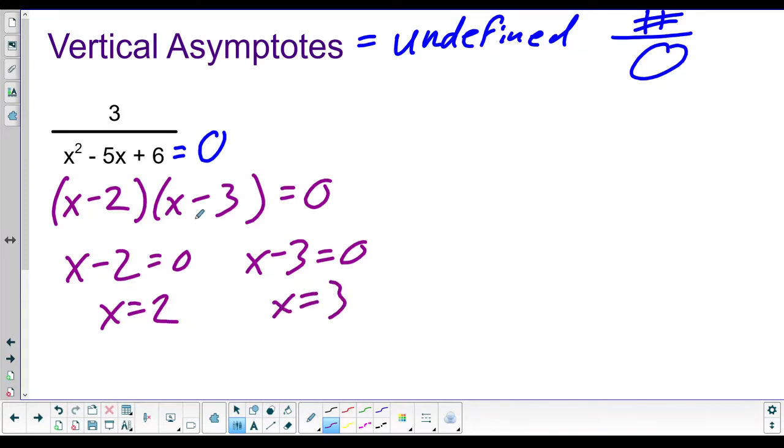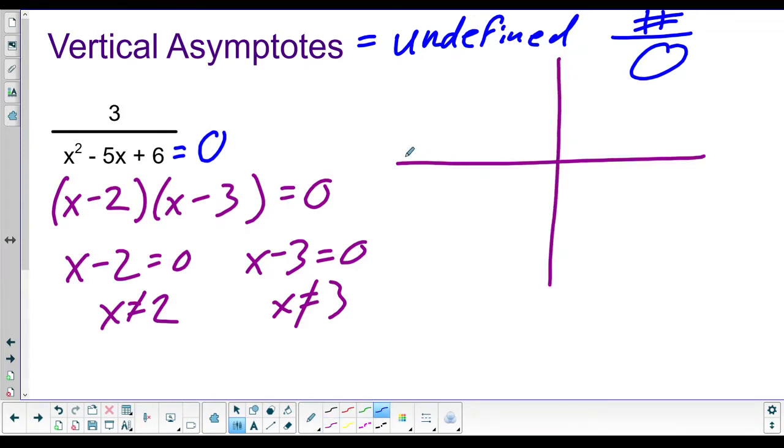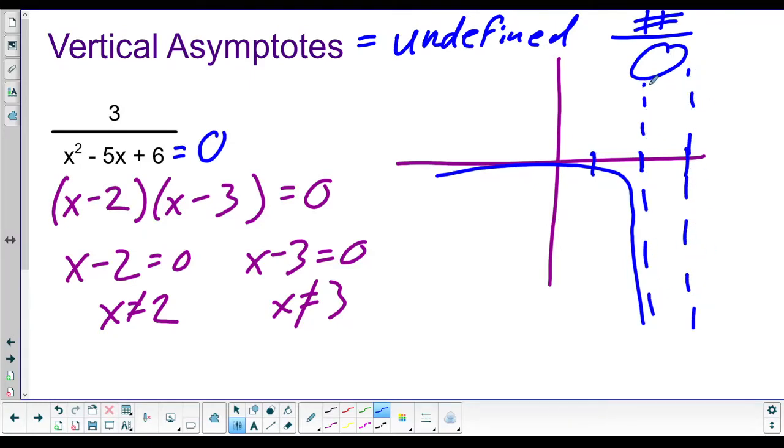And technically these are the restrictions, so it's not allowed to equal those. But if we look at our graph, it will look like this. Let's do 1, 2, 3. So it'll look something like this, maybe. It's not allowed to equal 2, and it's not allowed to equal 3. So let's do maybe one of those, and then one of these. Okay.